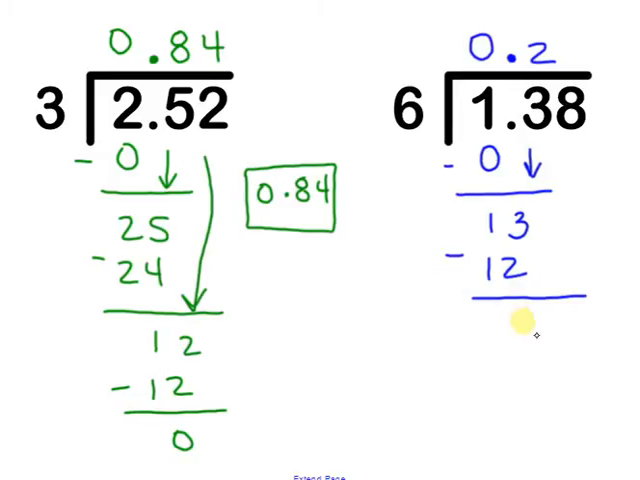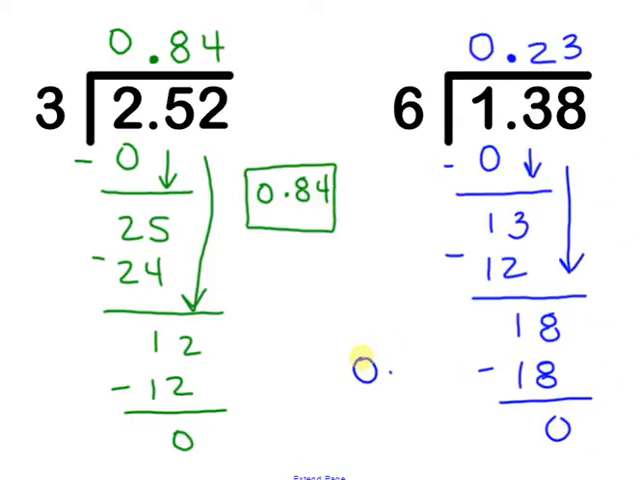Subtract. 13 minus 12 is 1. Bring down the 8. 6 goes into 18 3 times. 3 times 6 is 18. Subtract. 18 minus 18 is 0. Nothing left to bring down. The answer here is 0.23, or 23 hundredths.